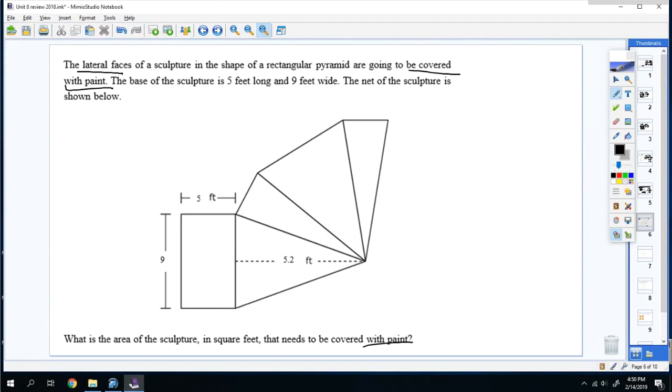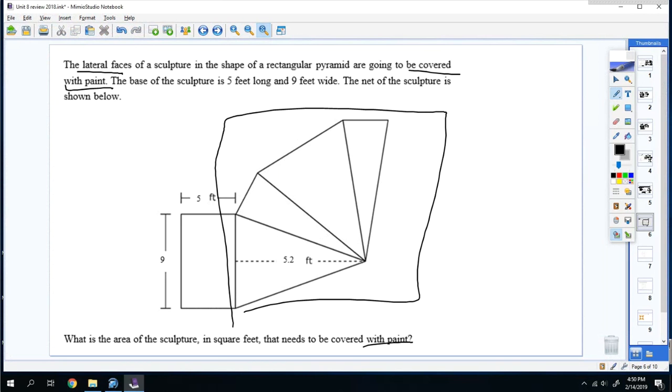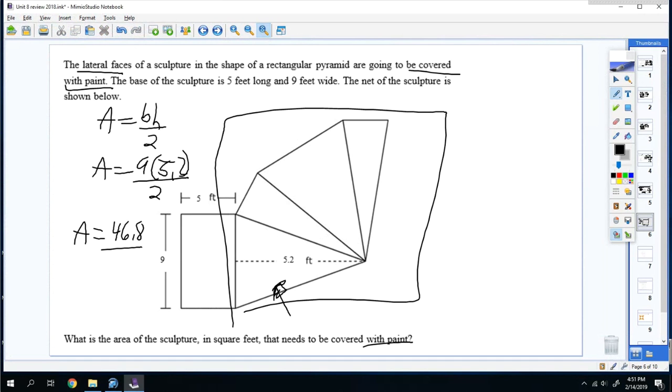So the only thing I want is the thing that's going to be covered with paint. So that means the lateral faces. So all of this is going to be covered with paint, so the rectangle will not be. So only the triangles. All we have to do is find the area of the triangles. I'm going to find the area of this triangle first. The area formula is A equals base times height divided by 2. The base is 9, and the height is 5.2, and you divide by 2. 9 times 5.2 is 46.8, and you divide that by 2, which is 23.4.